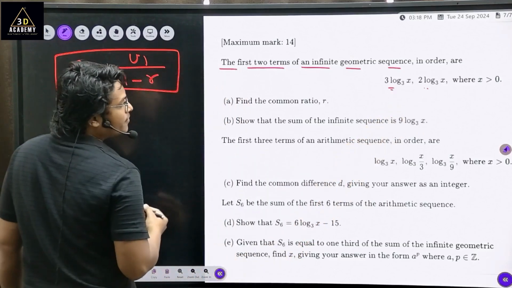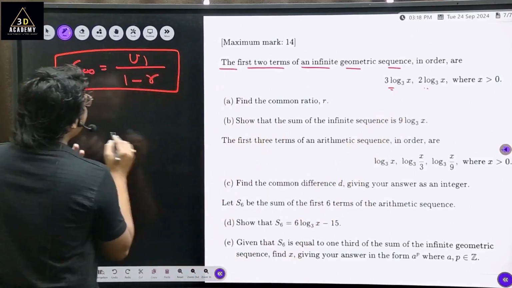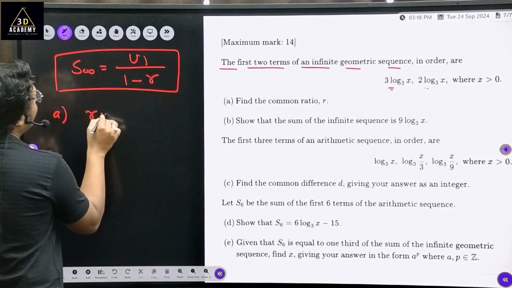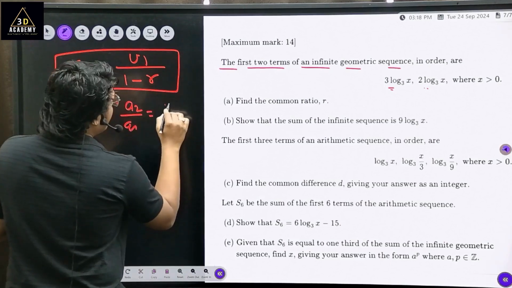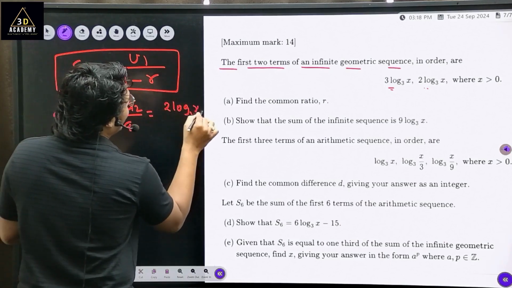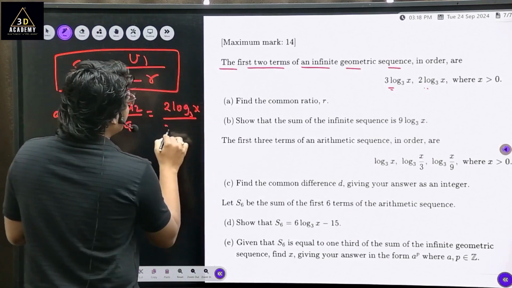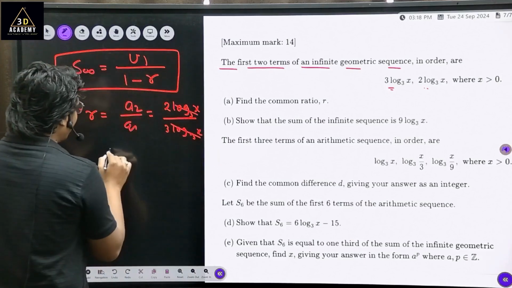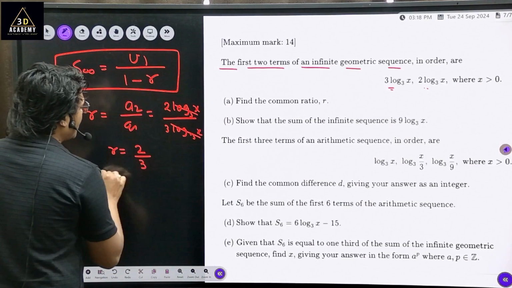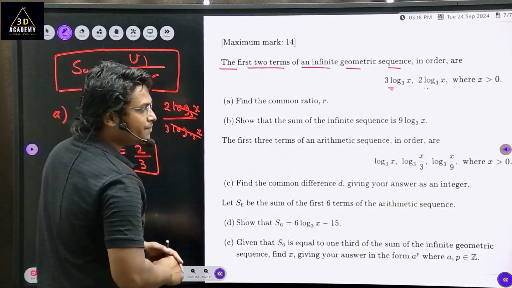Geometric sequence. Find the common ratio. The first part is very simple. Common ratio is nothing but second term upon first term. What is the second term here? 2 log 3x upon 3 log 3x. So log 3x will be cancelled. The value of r will be 2 upon 3. That's it. This is the answer.